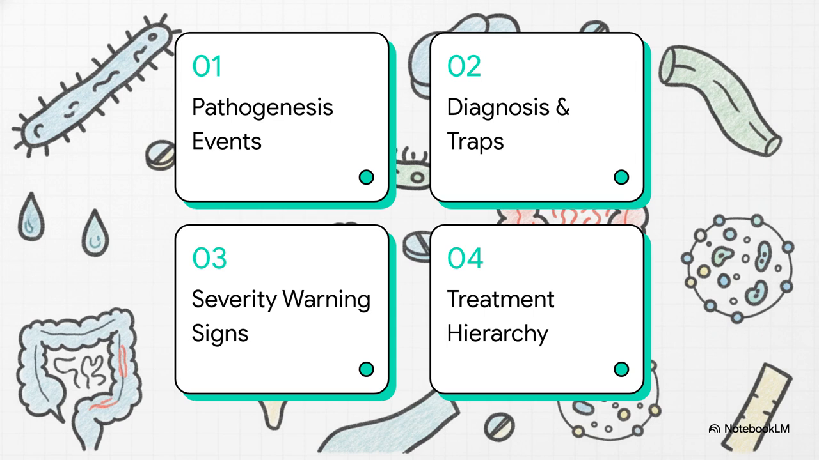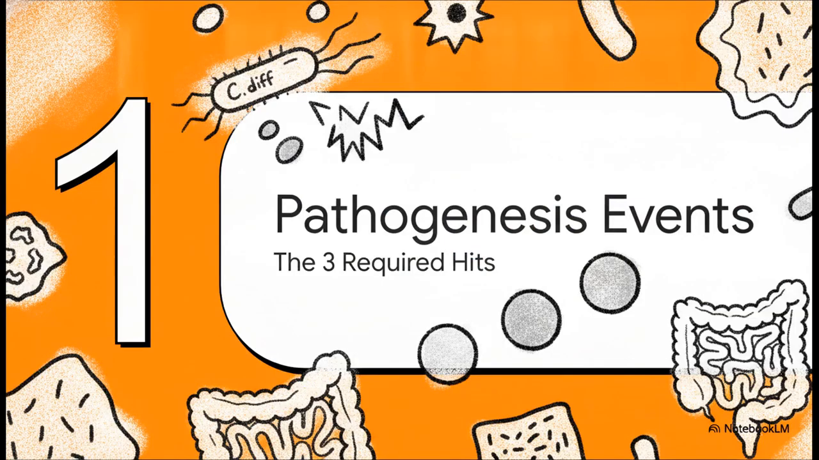Okay, let's dive right into this. Here is our clinical syllabus for today. First, the 3-event pathogenesis. Second, diagnosis and exam traps. Third, severity warning signs. And finally, the 2021 treatment hierarchy. All right, Section 1, pathogenesis events. We're talking about the 3 required hits.